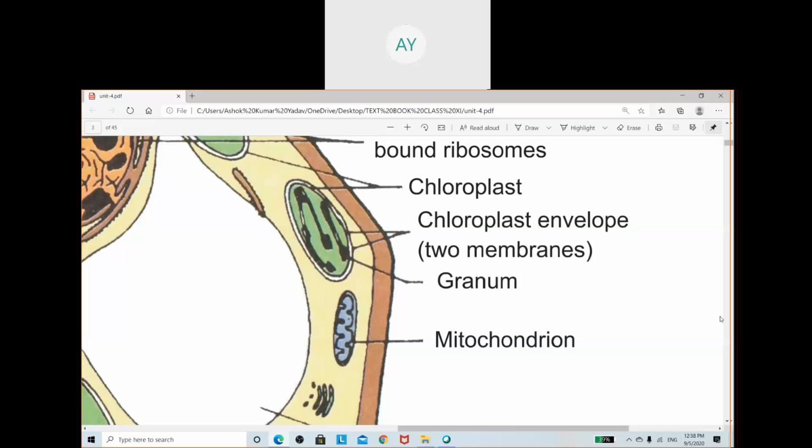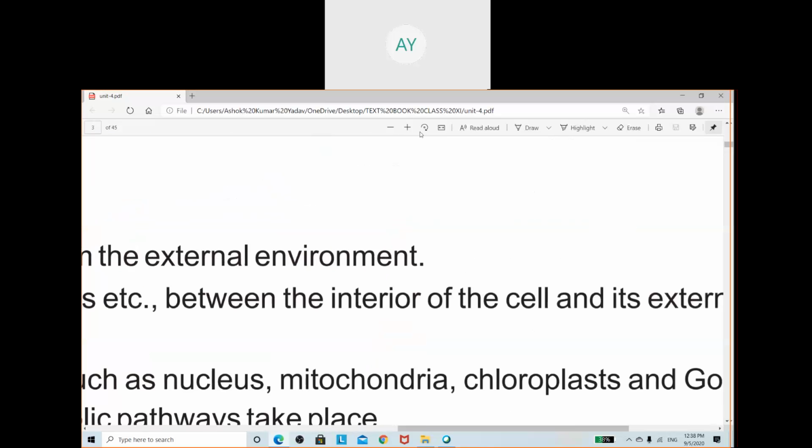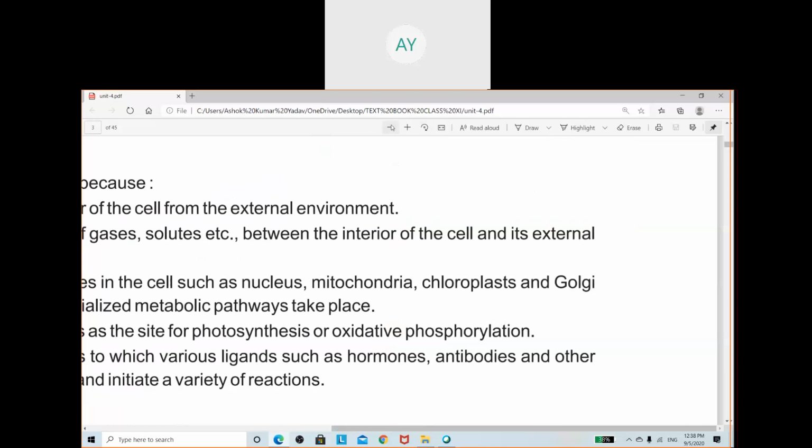Whatever ATP is synthesized, the same ATP is utilized for synthesis of glucose after reduction of carbon dioxide. So the carbon dioxide is going to be reduced to C6H12O6. Okay, so you will study these things in detail in the separate chapter on photosynthesis. And this is the site for photosynthesis, that's why it is known as kitchen of the cell. So all of you have got this point. What is the site of photosynthesis?